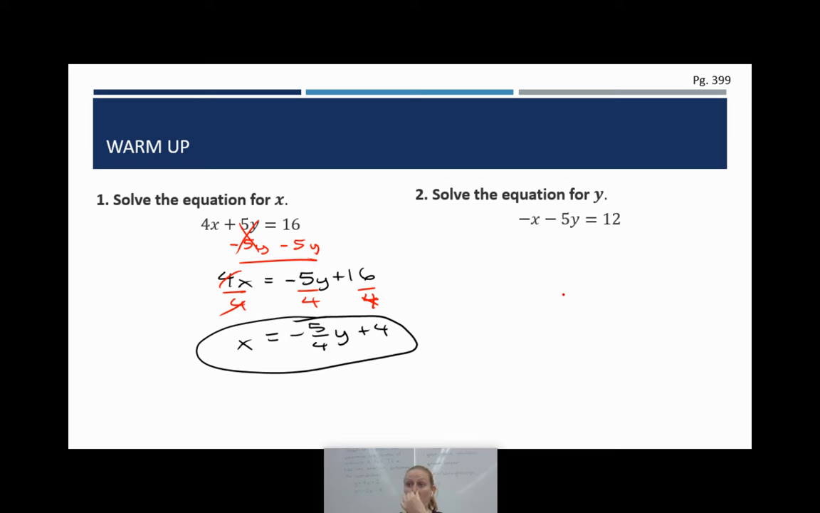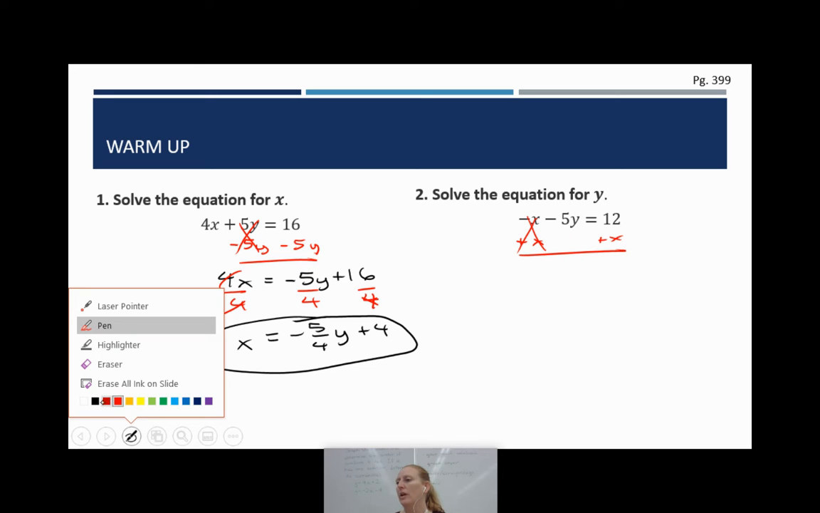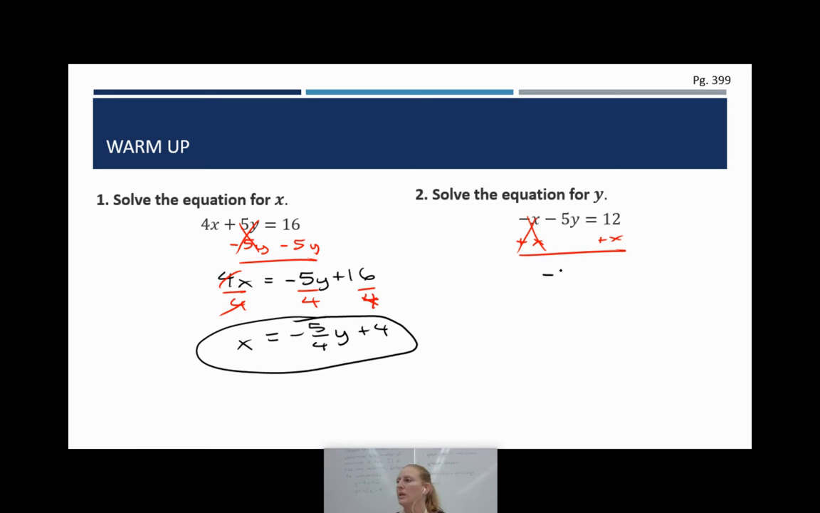So for the other one, we want to solve for y. I want to get y alone. So I'm going to go ahead and add x to both sides just to move it out of the way and to the other side. So I now have negative 5y equals x plus 12, or you could have said 12 plus x. Both ways of writing it are, of course, correct.